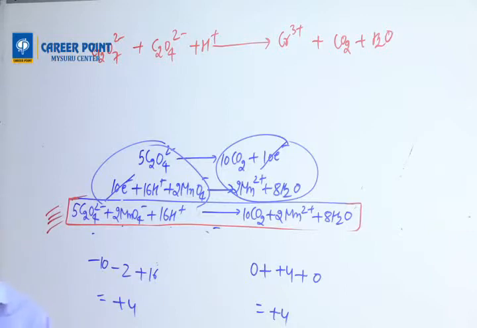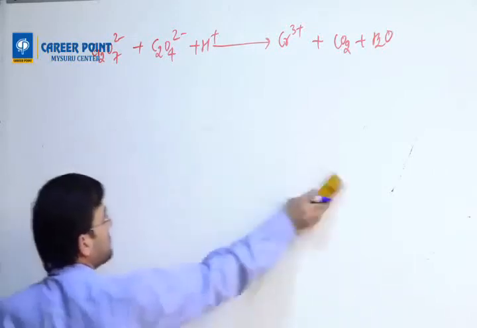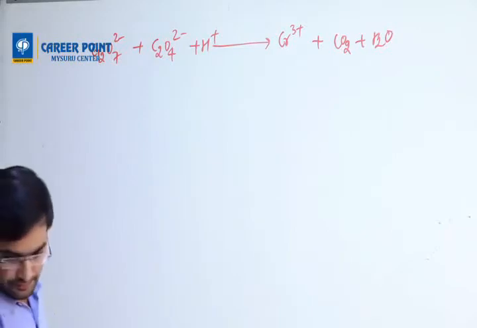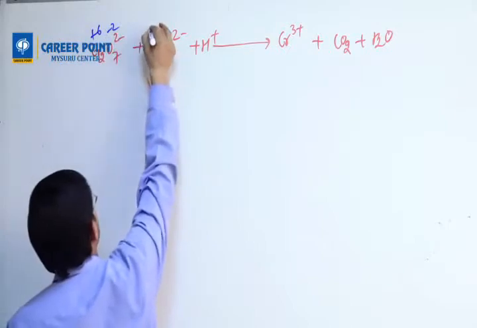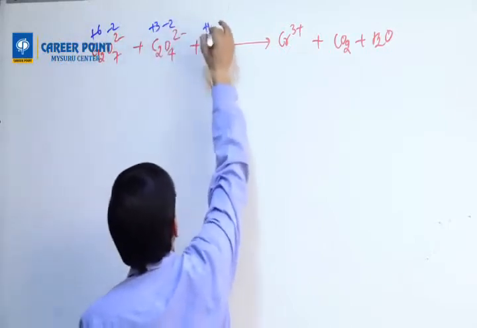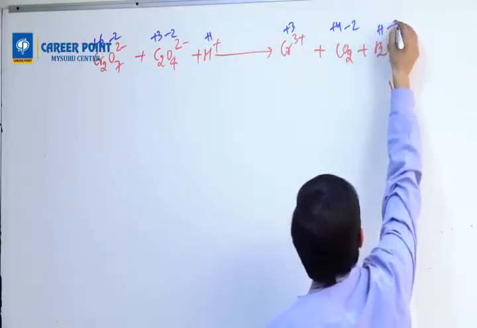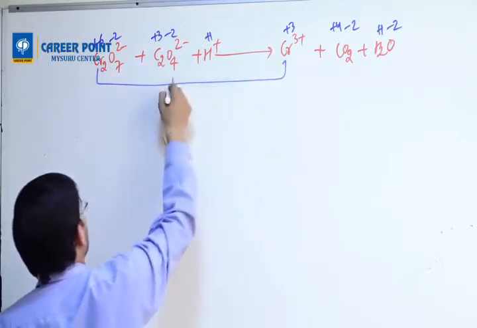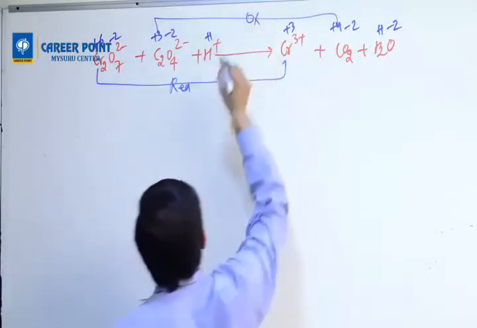Solve now. We'll try to solve it a bit faster this time. Plus 6, minus 2, plus 3, minus 2, plus 1, plus 3, plus 4, minus 2, plus 1, minus 2. So chromium is changing from plus 6 to plus 3, reduction. Plus 3 to plus 4, oxidation.